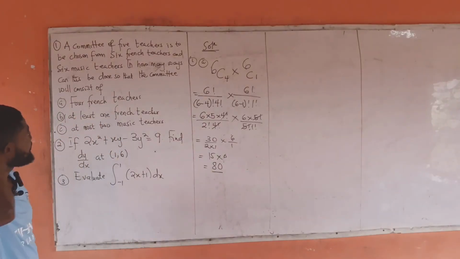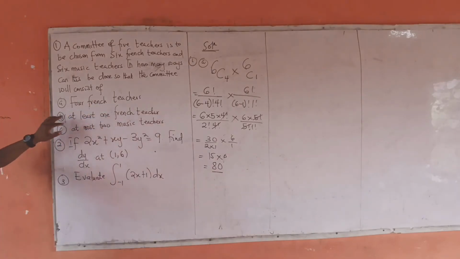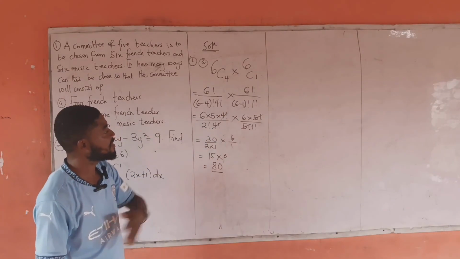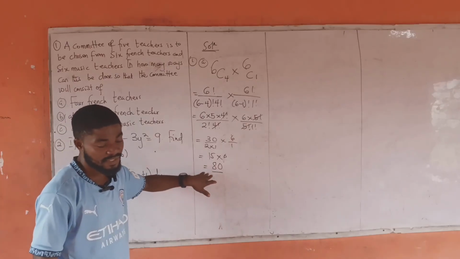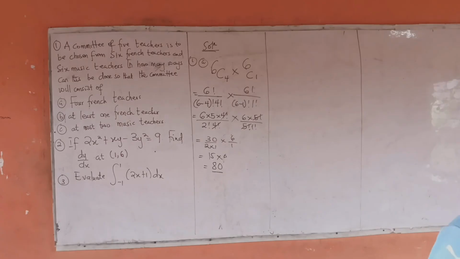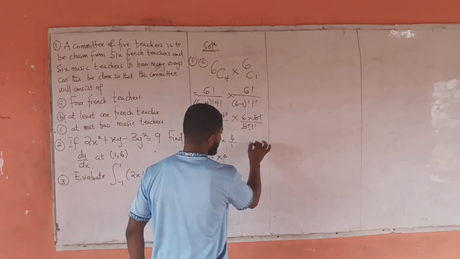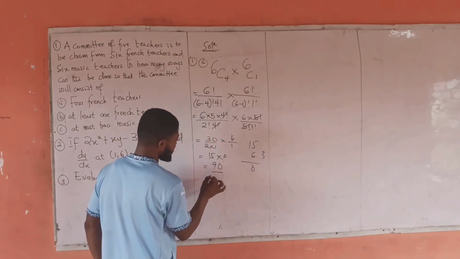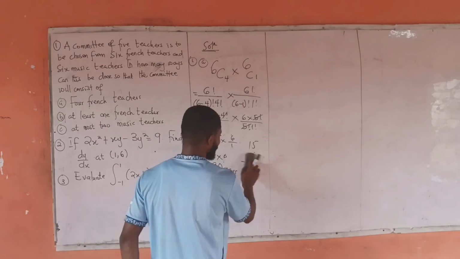So this is it for part A, the ways that will consist of four French teachers. So four French teachers, and then against that, one music teacher, and that is going to give us 80. Sorry, 90 ways. So here is 90 ways. My bad. 90 ways. So we have this.